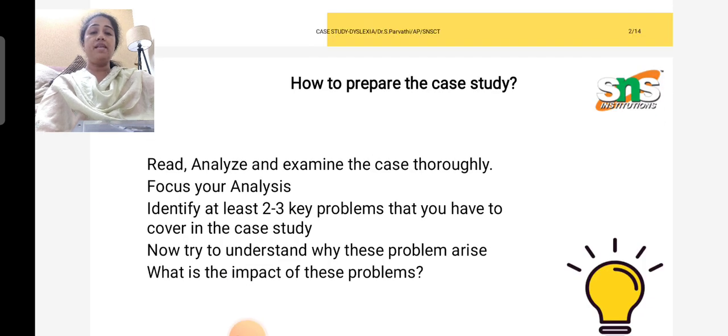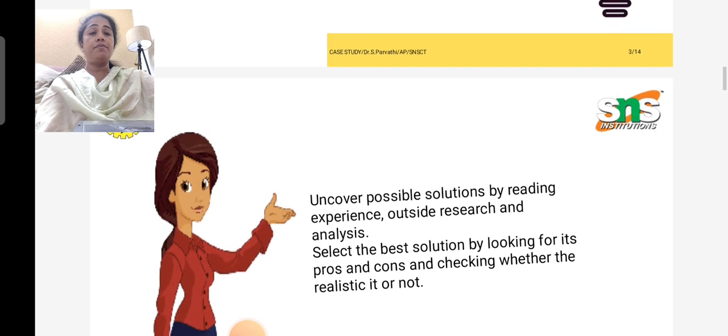How to prepare a case study? If your students ask you how they have to prepare the case study, you have to guide them to read, analyze and examine the case thoroughly and focus your analysis. Identify at least 2 to 3 key problems that you have to cover in the case study. Now try to understand why these problems arise. What is the impact of these problems?